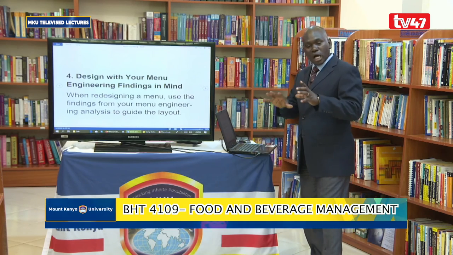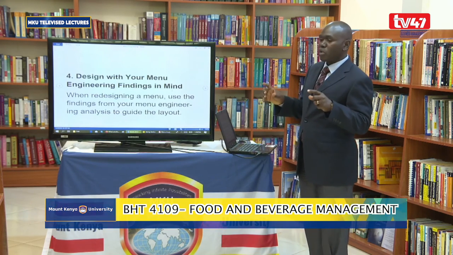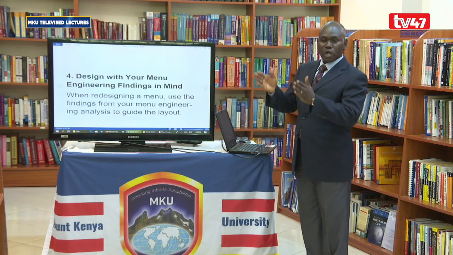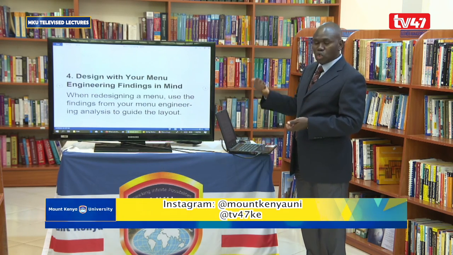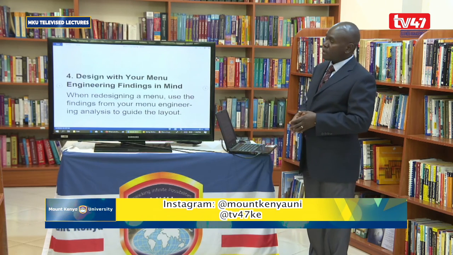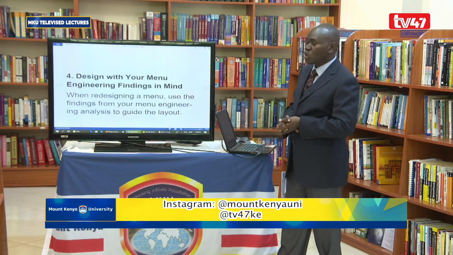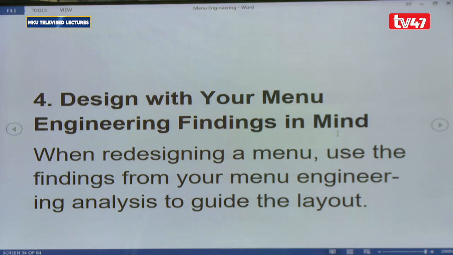Now looking at your menu items, you are able to pick out the four categories. Which ones are your stars, which are your plow horses, which ones are your dogs, and all that. Once you have that, you are ready to go to step number four, designing your menu engineering findings. You want to redesign your menu with your menu engineering findings in mind.